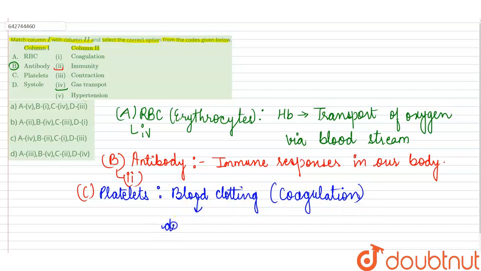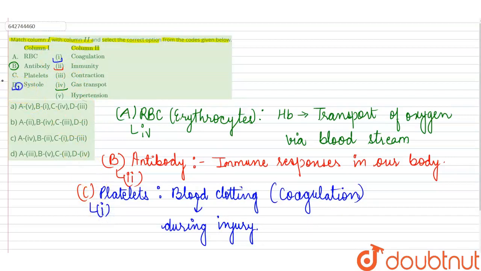So during injury, they repair our body tissues or the part of injury by clotting the blood at the injury. So these are responsible for blood clotting, that is coagulation during injury. If we come to column 2, it is number 1, that is coagulation. So our C matches with number 1.